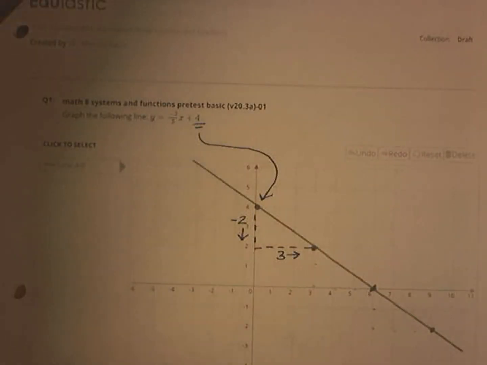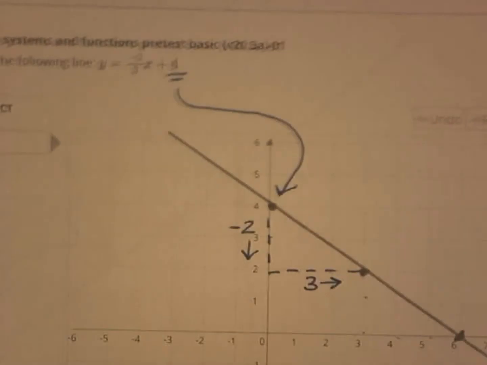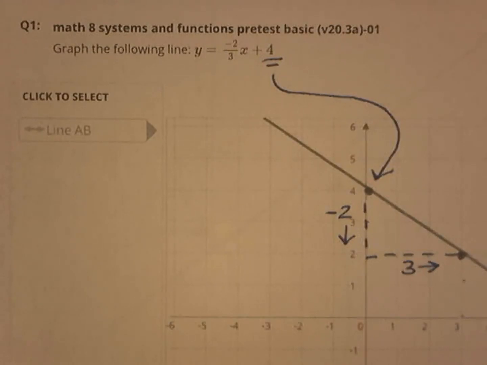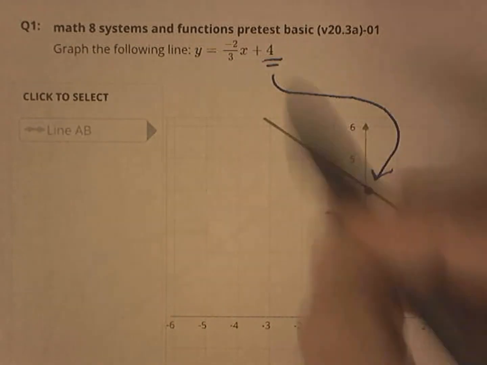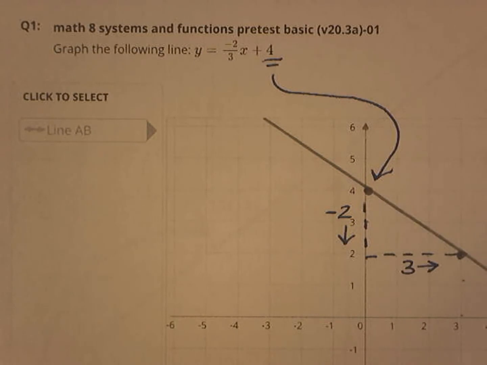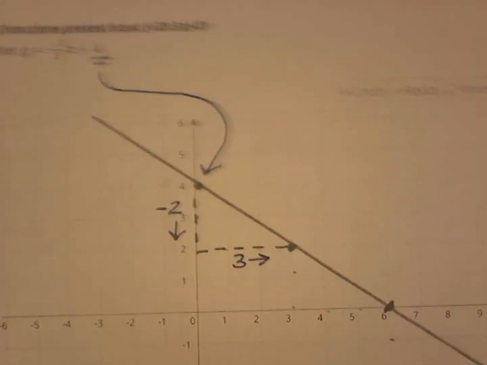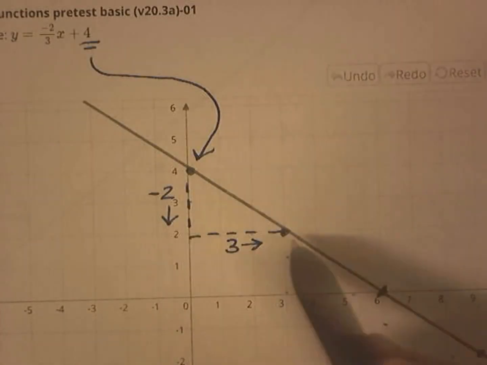All right, the first one, it's asking me to graph this equation. I'm going to start at 4, right here at 4, and I'm going to go down 2 over 3, down 2 over 3. Yep, just follow that pattern.